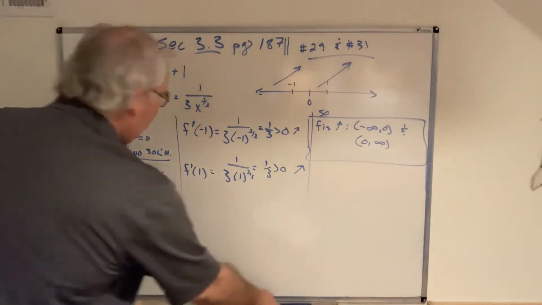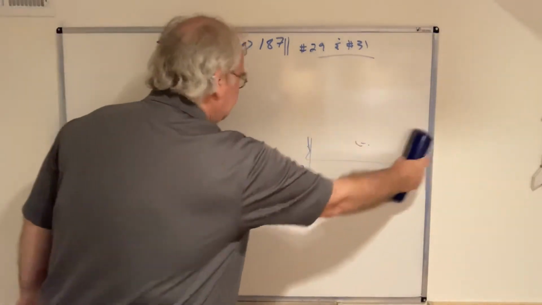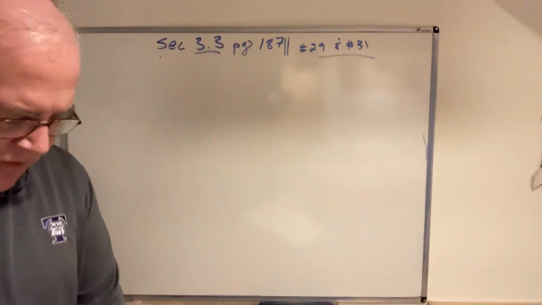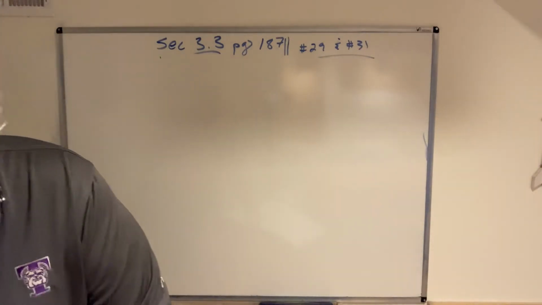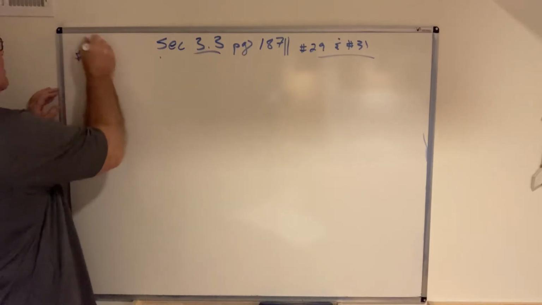So next up, I'm going to work through number 31. It's going to be similar. Of course, it's not exactly the same, but it's going to be very similar. Number 31 is, I believe, x plus 2 to the 2/3 power. So f of x, this is number 31.